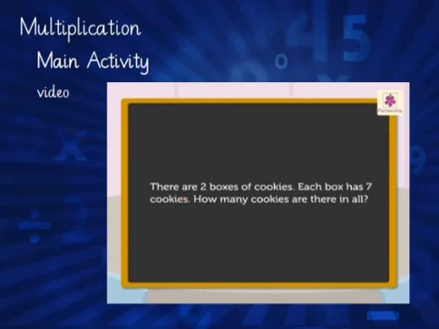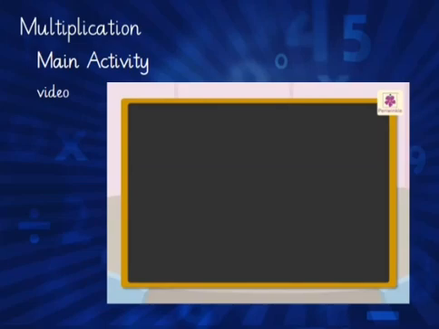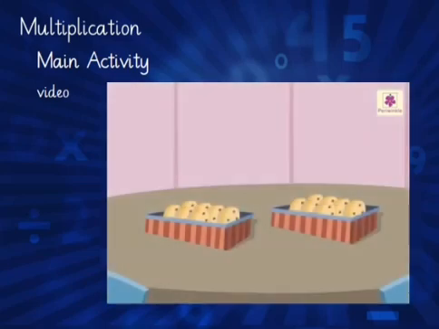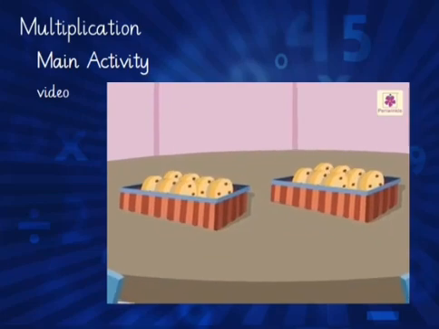Now, let us see what we have to find out. How many cookies are there in all? We have to multiply 2 and 7 to find the total number of cookies. We know that 2 into 7 is equal to 14, as we have already studied the table of 7. Look, we found the answer. In all, we have 14 cookies. Let's have these yummy cookies.